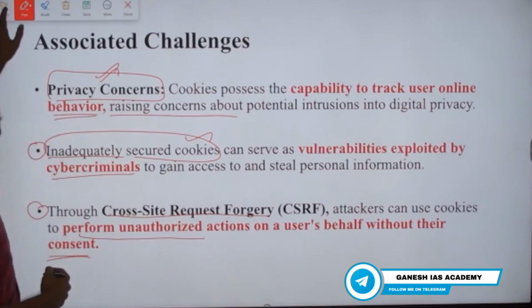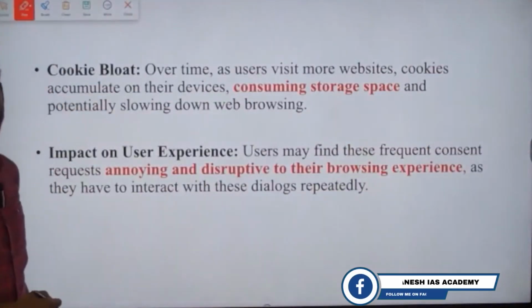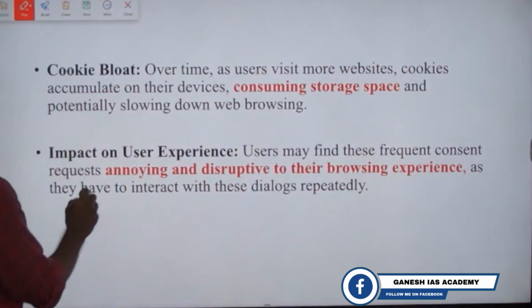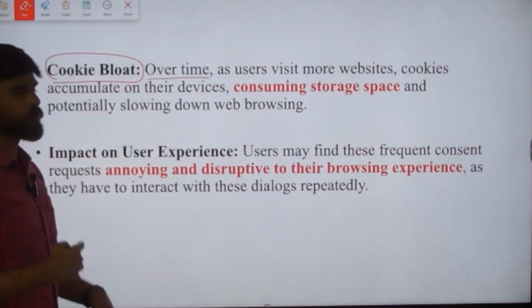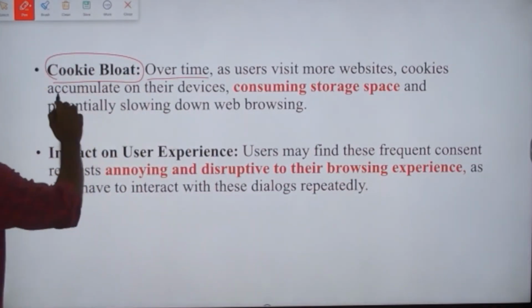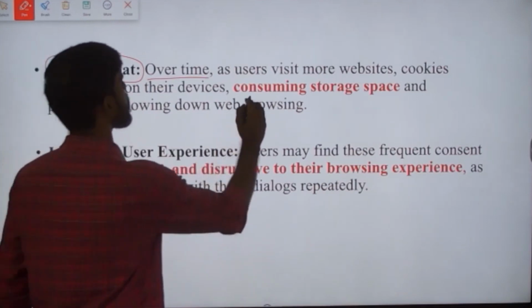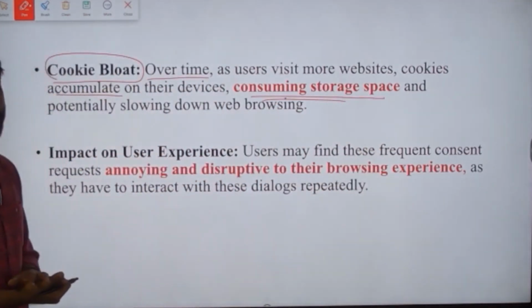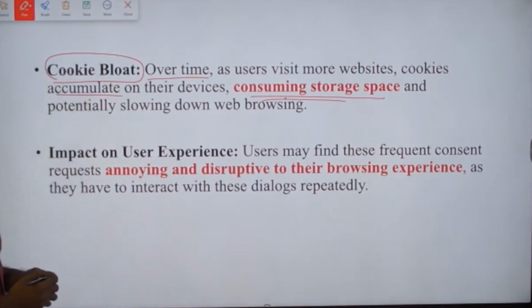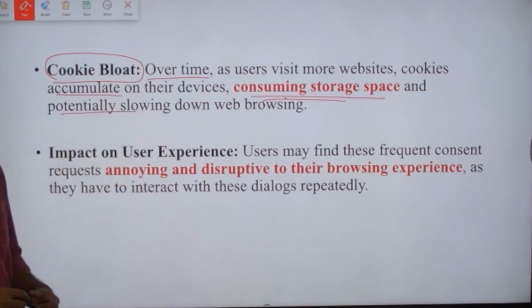What other things do we have? We have something called cookie bloat. So what is cookie bloat? Over time, as users visit more websites, cookies accumulate on their device. This information will be stored in their device only, right? So they accumulate on their device, consuming storage space. When they consume a lot of storage space in a particular device, that situation is called cookie bloat, and this potentially slows down web browsing.